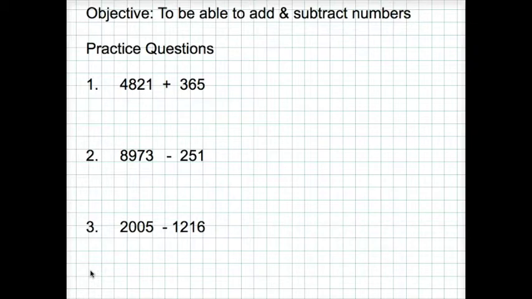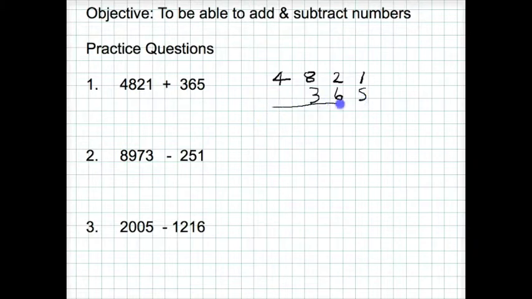Okay, right, question 1. We've got to add these two numbers together. Now it's fairly straightforward, but what we need to make sure is that we're writing them in the correct columns. So the first one, if we write down 4, 8, make sure you space these out nicely, 2, 1, and we're adding 3, 6, 5. Now, we don't like the 3 underneath the 4 because that's the thousands column, 3 is in the hundreds column. So we write it underneath the 8.